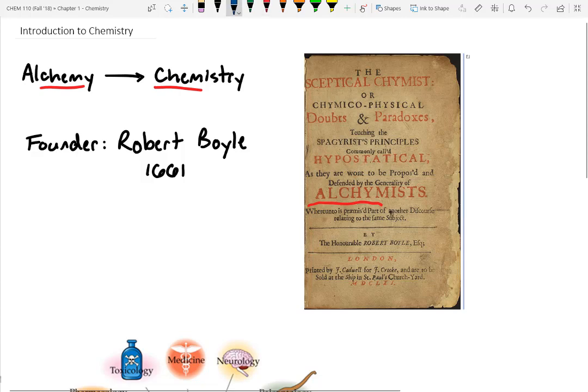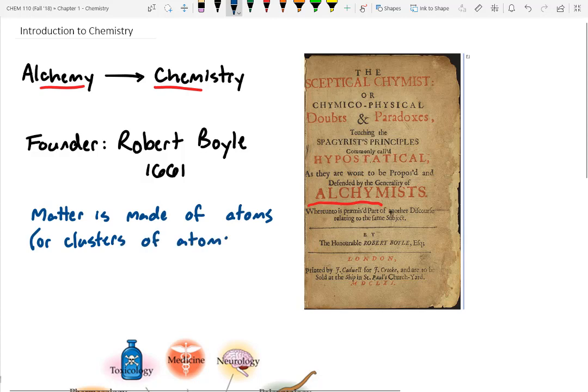And really what he said was that matter is made of atoms or clusters of atoms and they are in motion. We'll talk a lot more about what an atom is, but does anybody know just from general day-to-day life? What do you think? It's the elementary building block. It's small protons and neutrons. Protons and neutrons in a nucleus with electrons going around it.